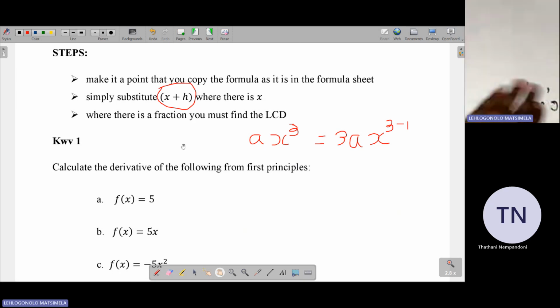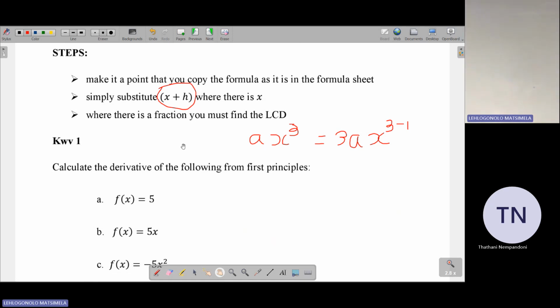And then 5 is a number. It's just a number without x. It means we call it what? We call it a constant. And when we derive a constant, just a number itself without x, without any alphabet or variable, when we derive that number, it just becomes 0.